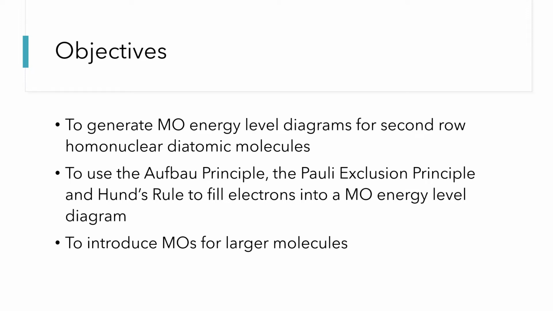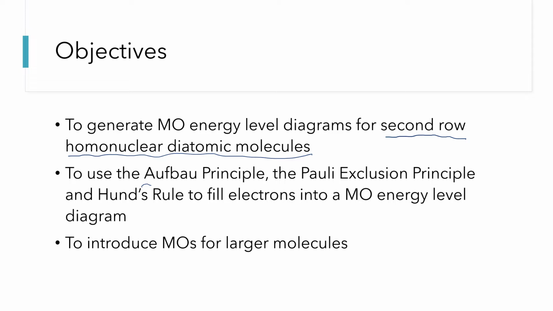We're going to generate these MO energy level diagrams for the second row homonuclear diatomic molecules. So those are the ones on the second row of the table. And again, some of them form and some of them don't, just like what we saw with hydrogen and helium.